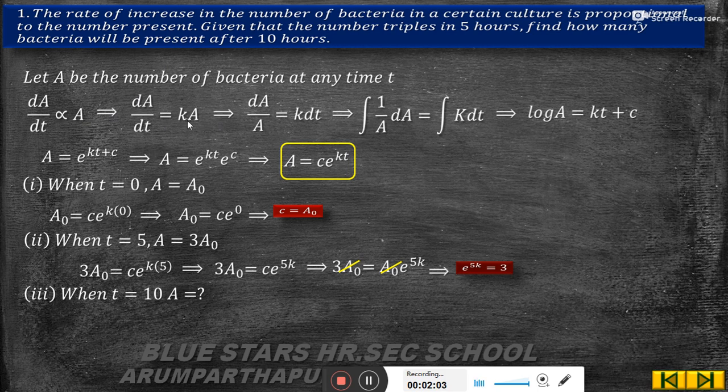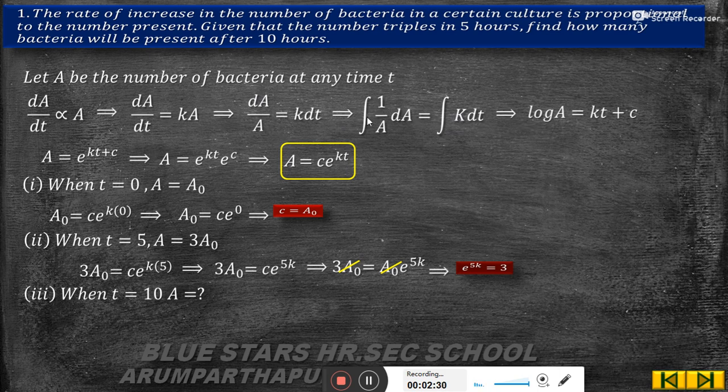Now I group the terms separately. That means I group A on the left hand side and t on the right hand side. So dA by A equals K dt. Now I take the integration on both sides: integral of 1 by A dA equals integral of K dt.